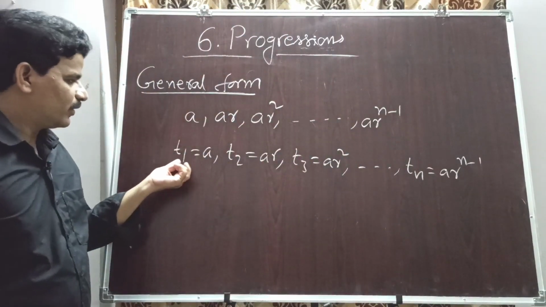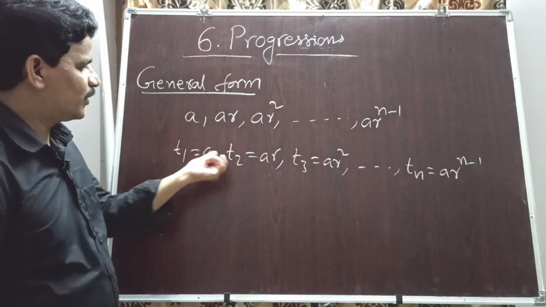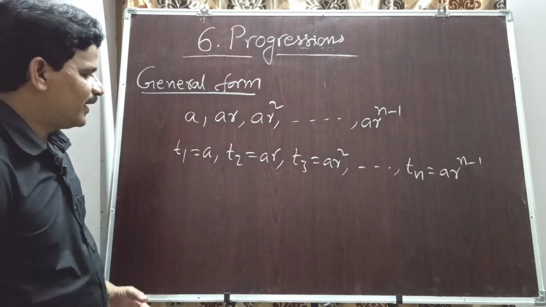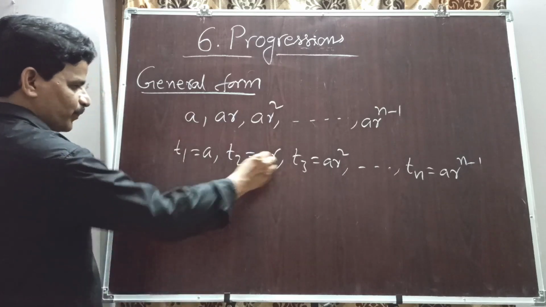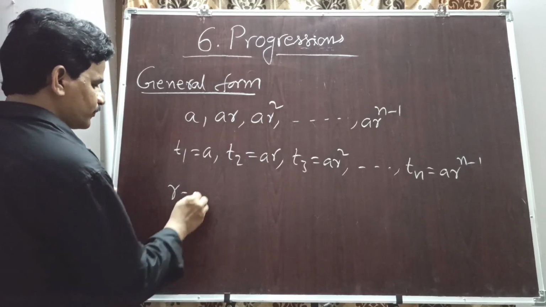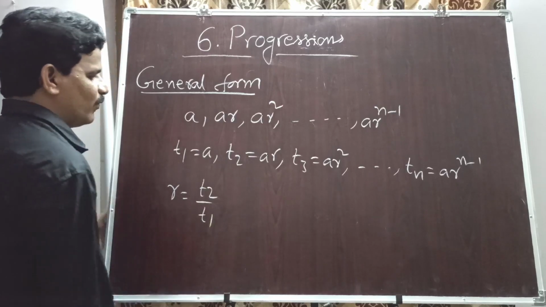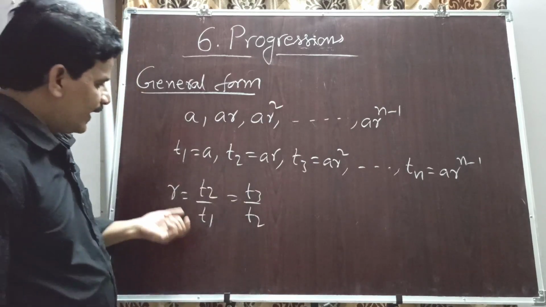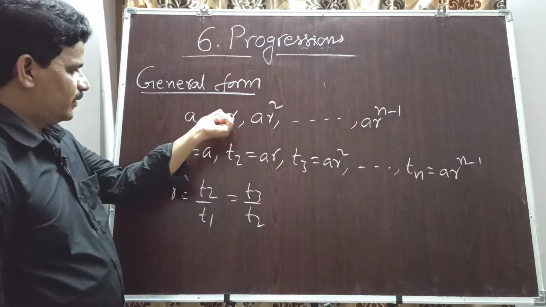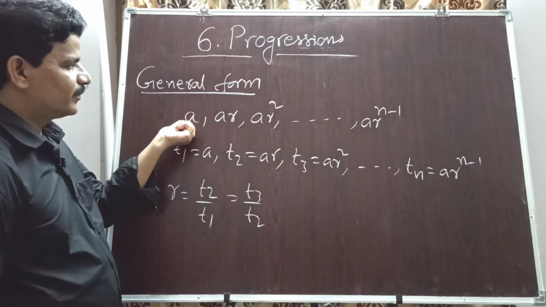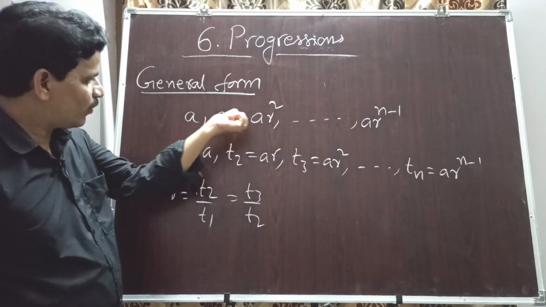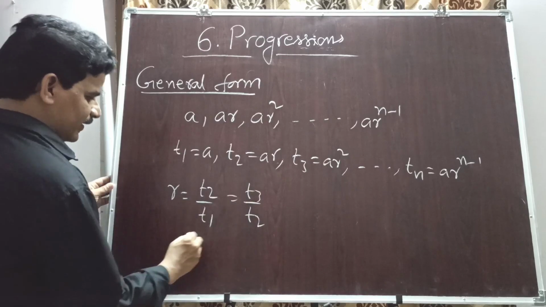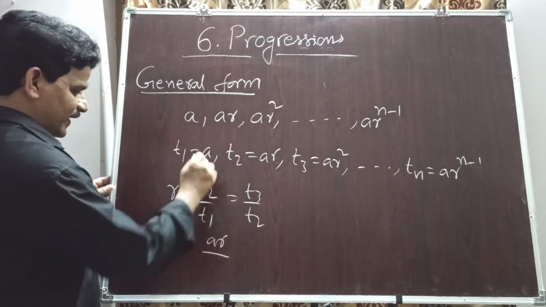So here T1 equal to a, which is the first term. T2 is equal to ar. What is the common ratio? The fixed number here. The fixed number is obtained by r equal to T2 by T1 or T3 by T2. r is obtained by dividing the term with its preceding term. This term should be divided with what? The preceding term. So here, what is T2? T2 is ar. What is T1?